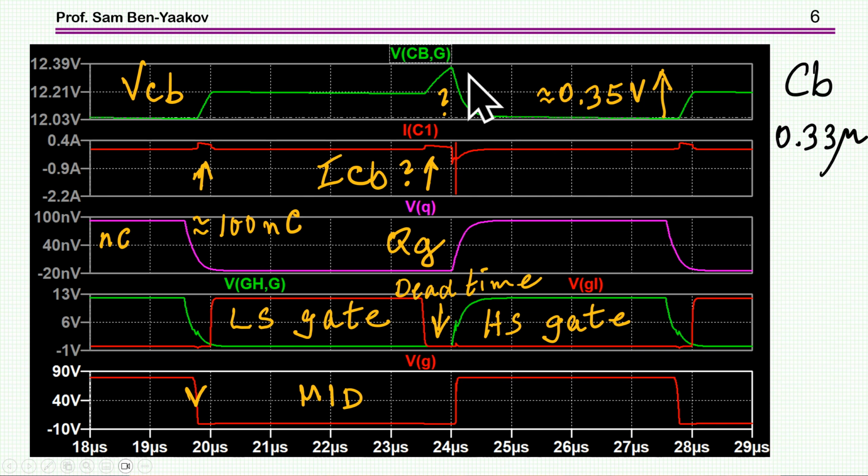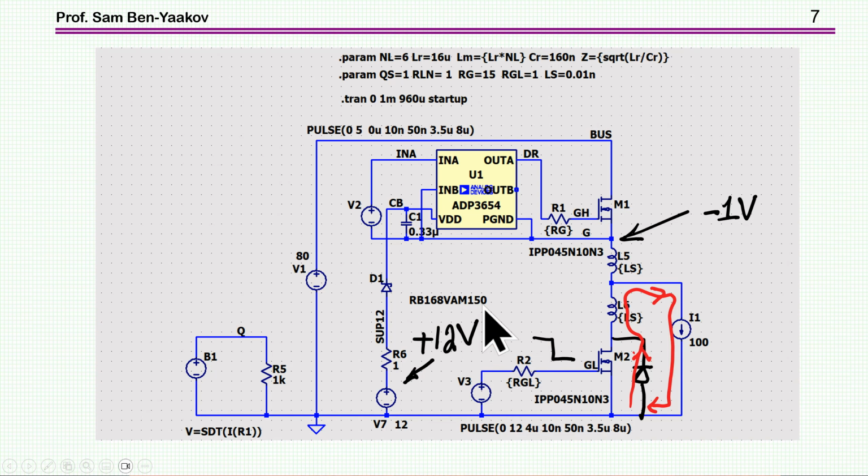So now, what about this extra rise, which is associated with extra charging of this capacitor? It really happens during this dead time, when the low side goes down and before the high side goes up. During the dead time, which we need to avoid shoot through, the transistor is off and the current goes through the diode. So there is a voltage drop. It's about -1 volt. So now, all of a sudden, the charging voltage of this capacitor is not just 12 volt, but it becomes 13 volt.